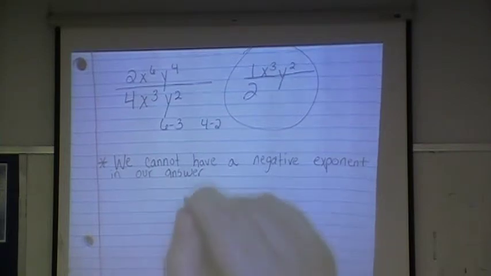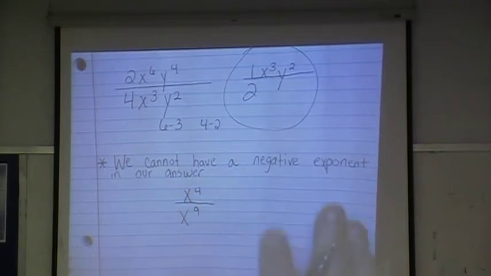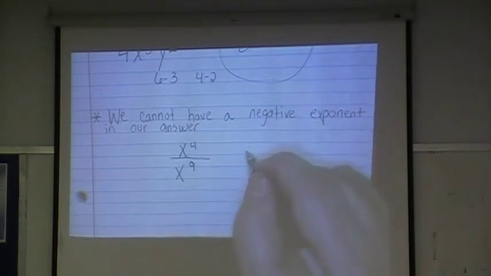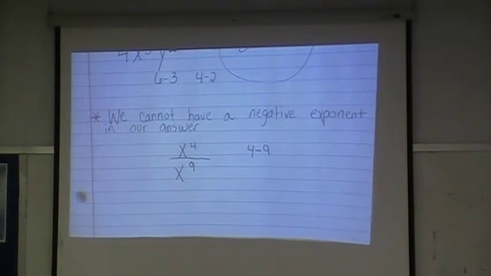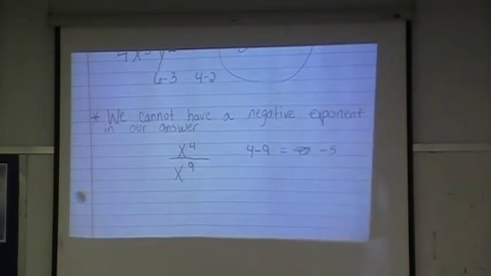So if I had x to the 4th over x to the 9th. I do not have any whole numbers. I don't have to worry about reducing, but I have to subtract my exponents. I'm going to say 4 minus 9. Well, when I say 4 minus 9, what's that going to give me? It's going to give you negative 5.